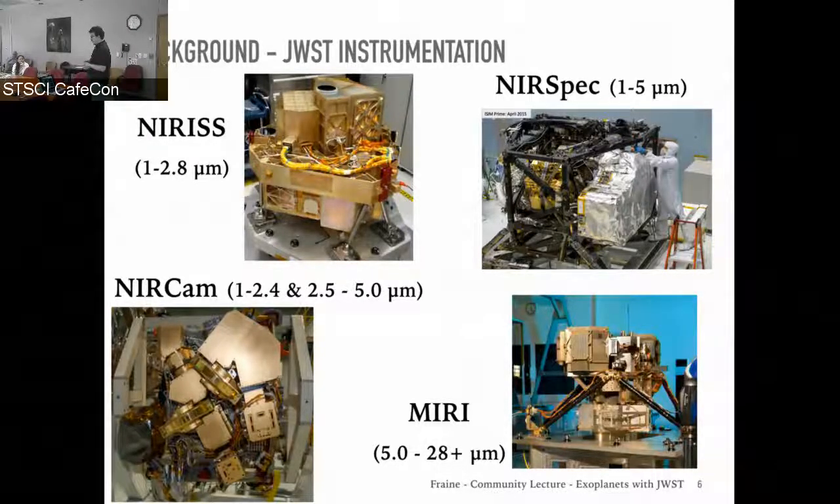and they cover similar wavelength ranges. They actually go down to about 0.5, but most of the filter profiles we use cut off around 1. And so we have NIRISS from 1 to 3, NIRSpec from 1 to 5, and NIRCam chunks it into two sections, 1 to 2.5 and 2.5 to 5.